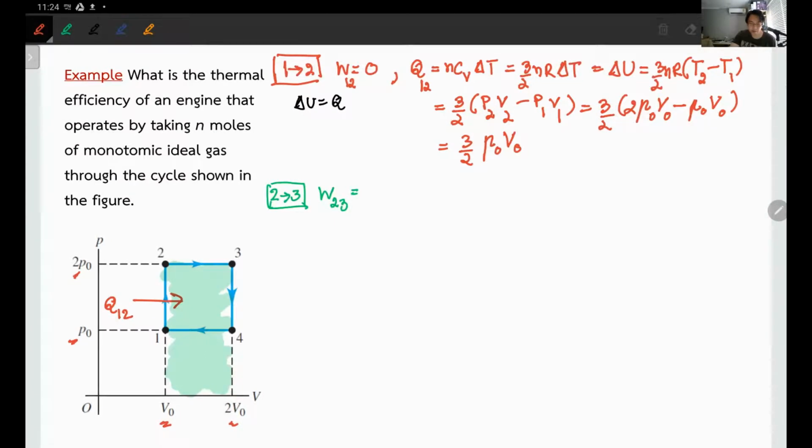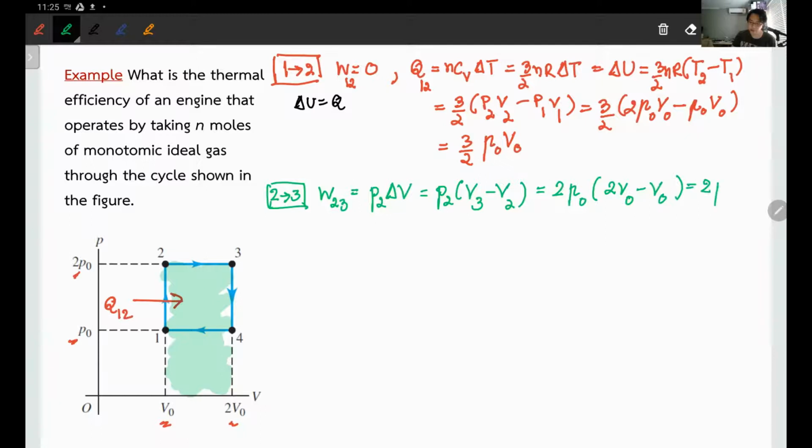That is going to be P at 2 delta V. It's just the rectangle area. And because it's a delta V, it's going to be V at 3 minus V at 2. Final volume is at 3, the initial volume is at 2. Very good. Now I can substitute the pressure, 2P naught, and the volume at 3 is 2V naught minus V naught at 2. Cool. So it's going to be 2P naught V naught. That's for the work done, area under the curve.